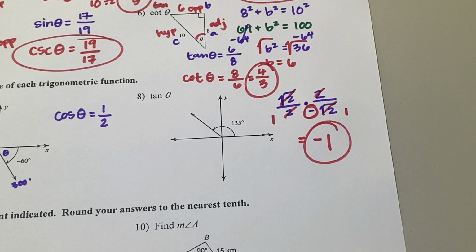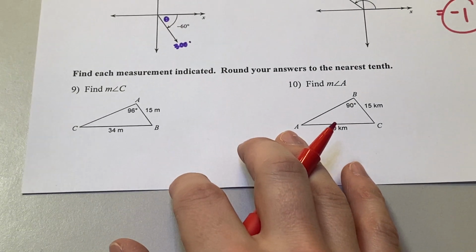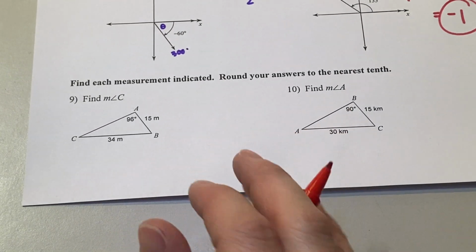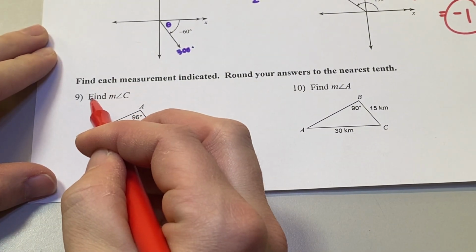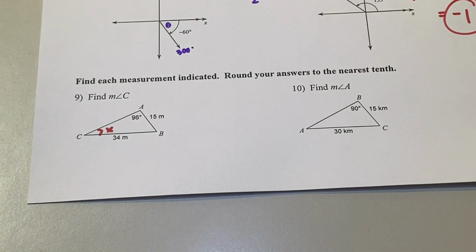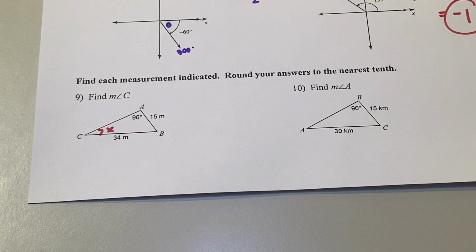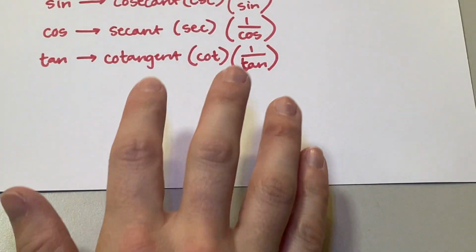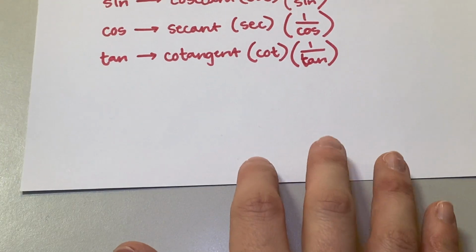Alrighty, cool, you guys. Last two examples. This is where we are dealing with finding a missing angle. It wants us to find the measure of angle C, which means we'll just mark it with an X. We don't know what angle C is. We need to find it. Well, how in the heck are we going to do that? Turn your paper over. We need to talk about what we talked about last time in class.